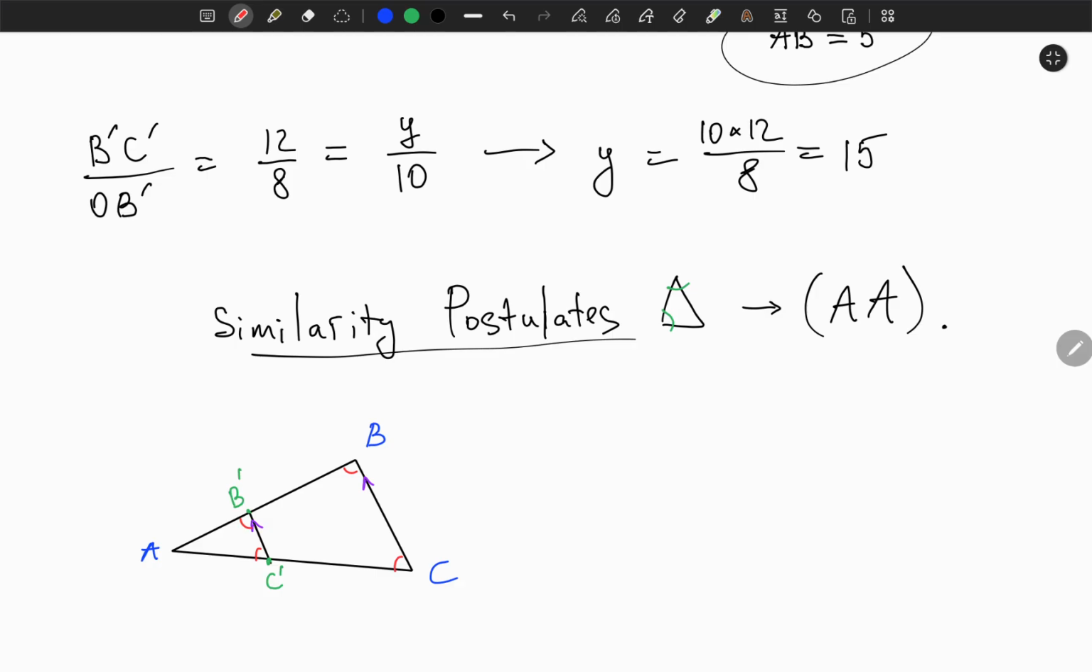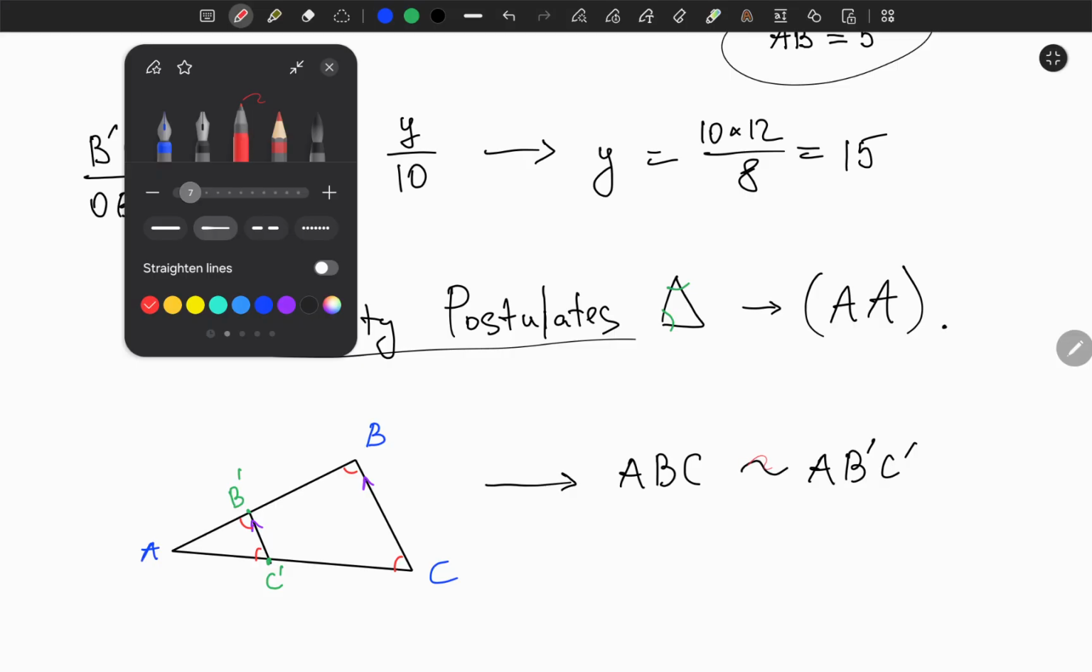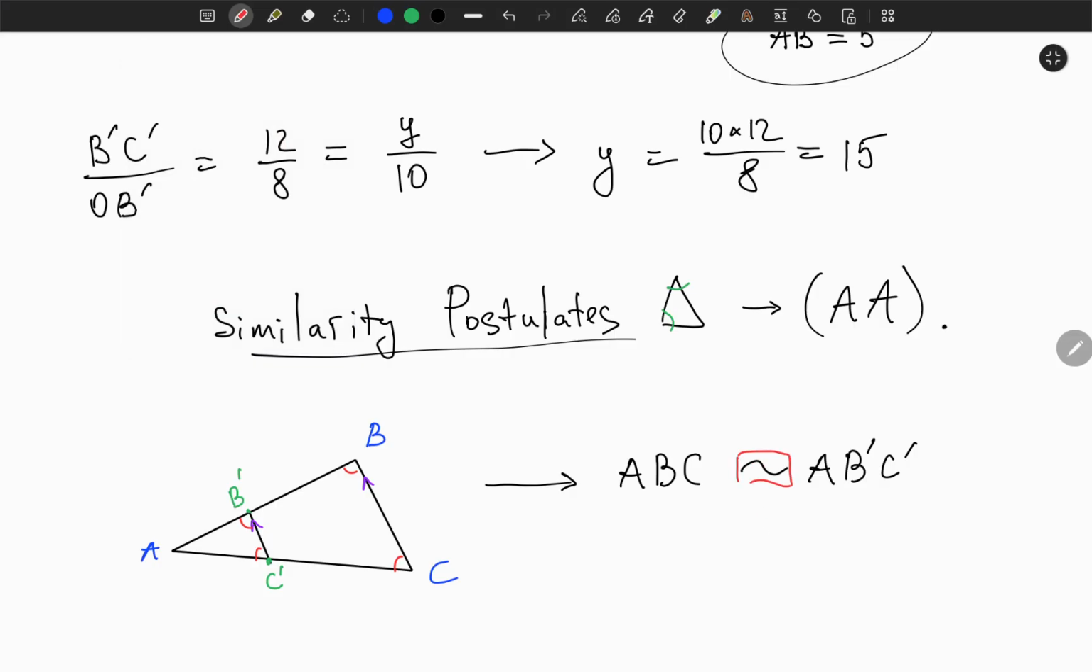It's already related, which tells us this triangle ABC is similar to triangle A B prime C prime. Similarity, and we have the special sign for similarity, this one. Which means two triangles are similar, which means their sides are different, related by proportions somehow, but the angles are the same.